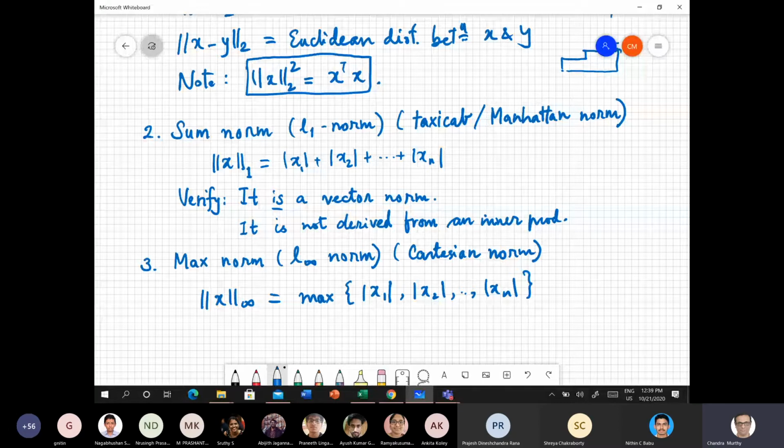However, for example, if I took the min here, the min of the magnitude entries of x, that is not a norm. Can anybody think why?